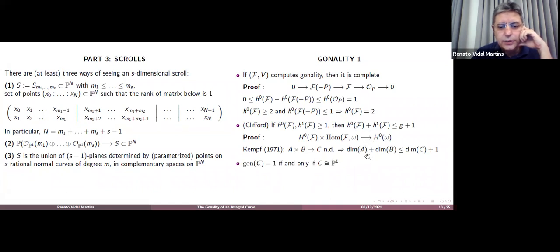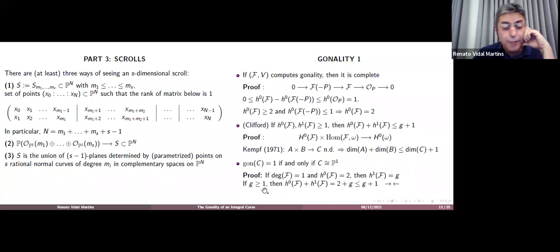to prove that gonality of C is 1 if and only if C is P1. Suppose degree of F is 1 and h0 of F is 2. Note that here we are already using the first result. Then h1 of F is g. And if g happens to be greater than 1, then you can apply Clifford. Then h0 of F plus h1 of F is 2 plus g, which is smaller than g plus 1. And this is a contradiction. So g is 0 and C is P1.